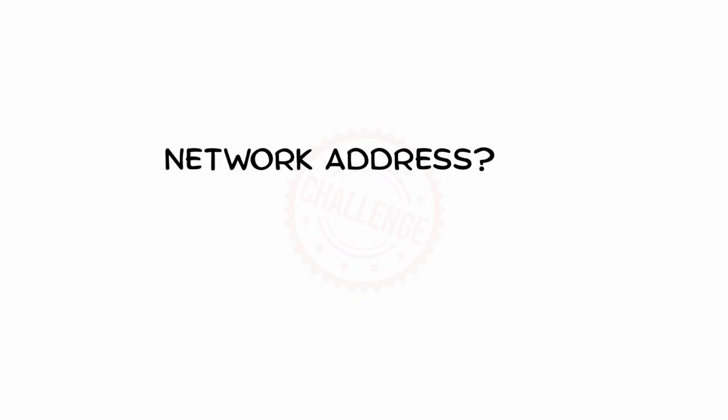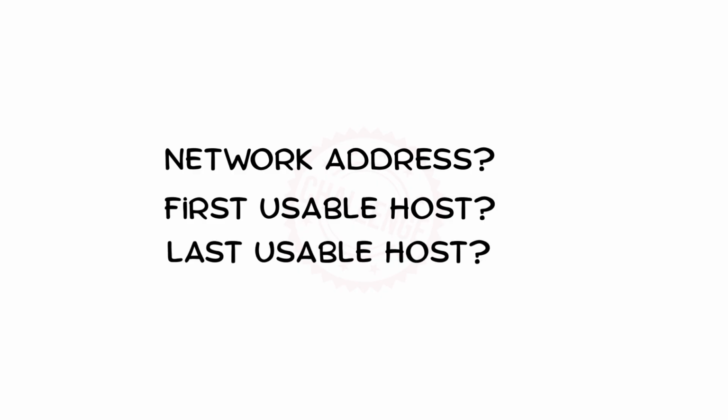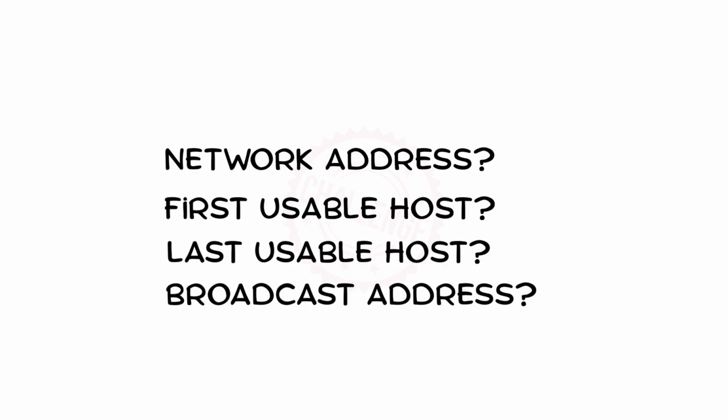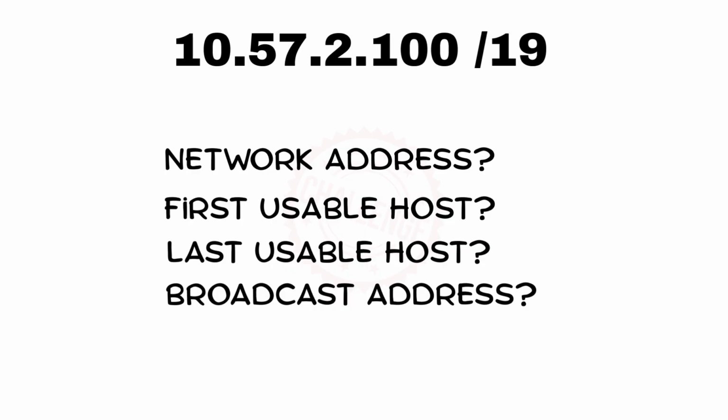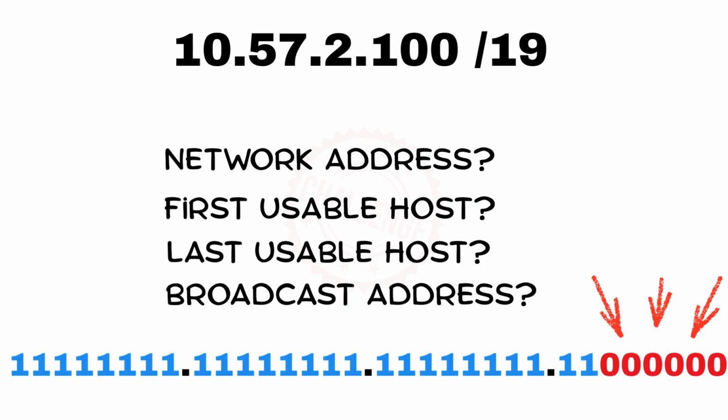Before you go, here's a quick challenge. See if you can work out the network address, first usable host, last usable host, and broadcast address for 10.57.2.100/19. Remember, you can only change the bits of an IP address that are off in the subnet mask. The answer, along with the workings out, is in the comments below.